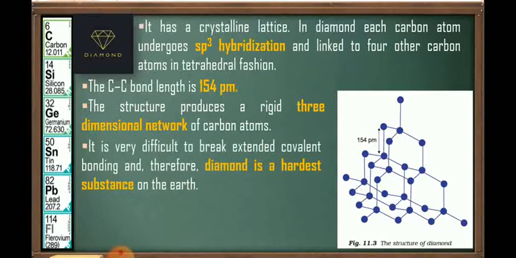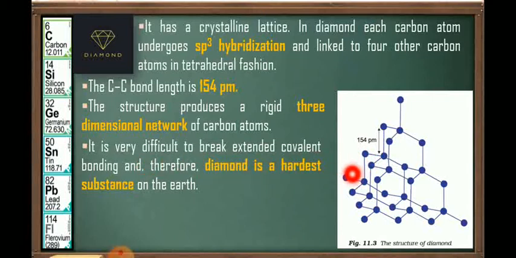And diamond is the hardest substance on the earth, because it is very difficult to break the extended covalent bonds in diamond, and therefore diamond is said to be the hardest substance on the earth. The reason is the carbon atoms are very small. We studied in previous class, carbon atom is very small. Carbon has the property of catenation. Carbon-carbon bond length will be very strong. Okay, and because of all these points, it's very difficult to break this carbon-carbon covalent bonding.